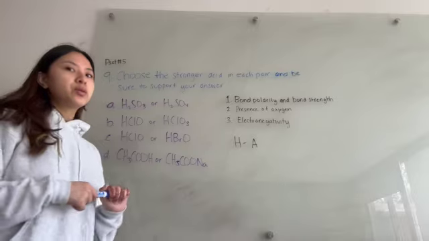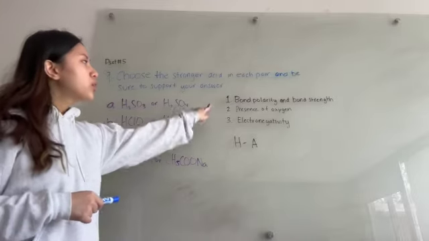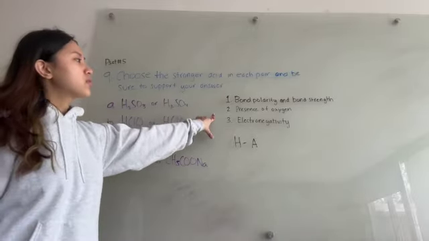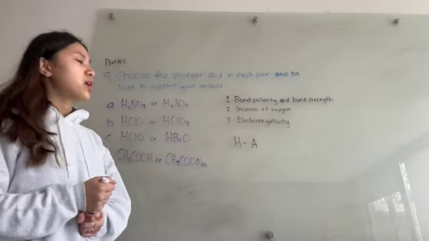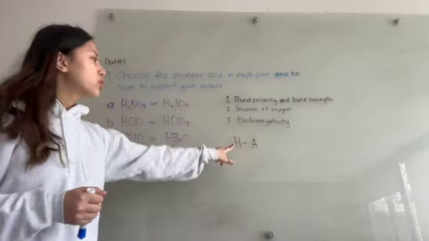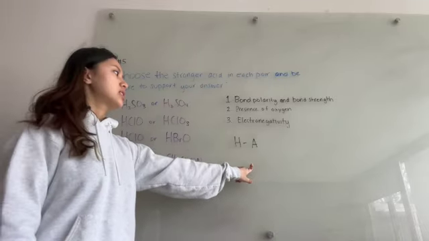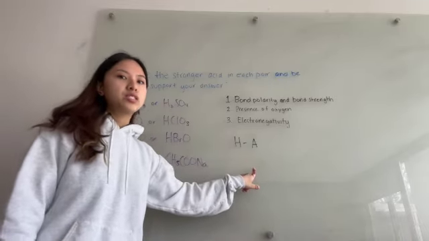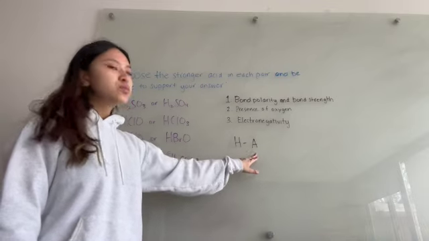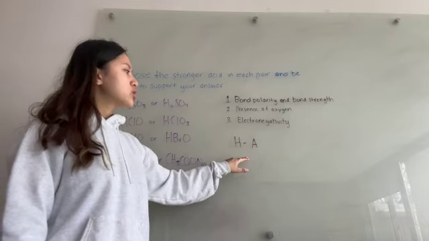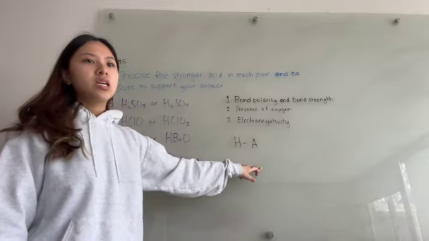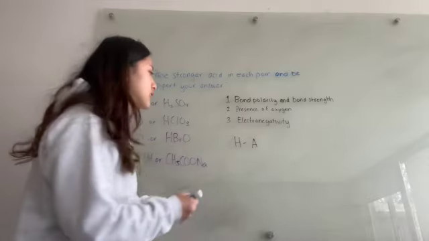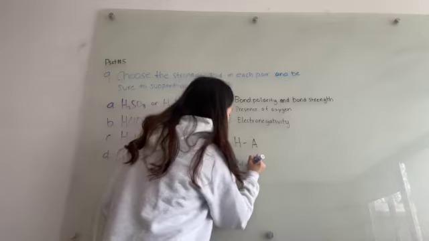The three factors we'll be covering that affect acid strength are bond polarity and bond strength, the presence of oxygen, and electronegativity. So first I'll be talking about bond polarity and bond strength. The more polar the HA bond is, the weaker the acid is. And the weaker the HA bond is, the stronger the acid is. So if A is more electronegative than hydrogen, more electrons are being pulled towards A, which means the polarity of the bond increases. And as the polarity of the bond increases, the acid strength increases.